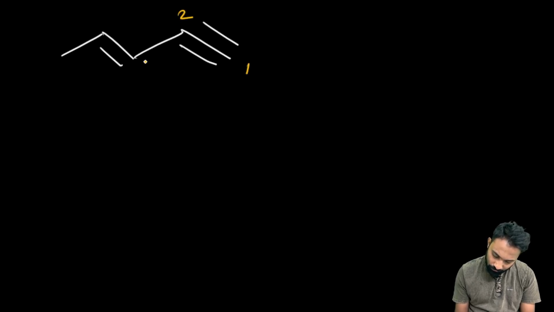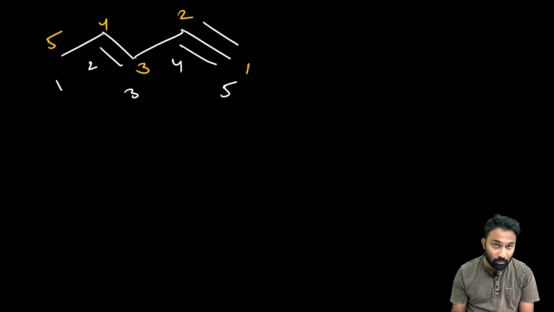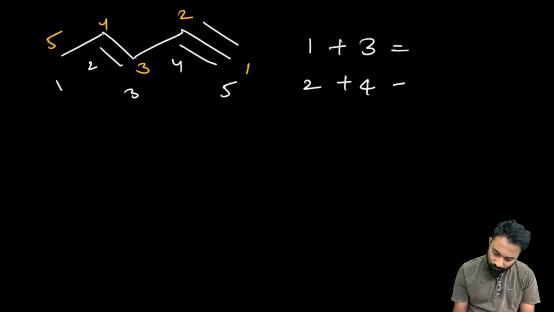Suppose they are given in this manner. Now here we are getting 1, 2, 3, 4, 5. If you give the numbering from here, then if you go with the numbering from here, you are getting 1, 2, 3, 4, 5. So the double bond should get the least number, right? If you select the numbering from the triple bond, we are getting 1 and 3, sum 4. If you select the double bond as the high priority, then you are getting 2 plus 4.